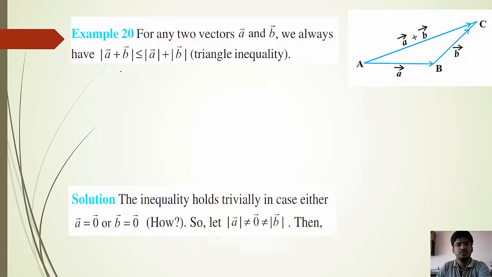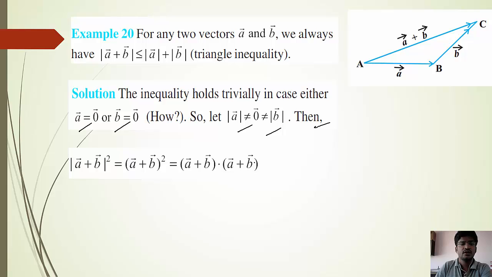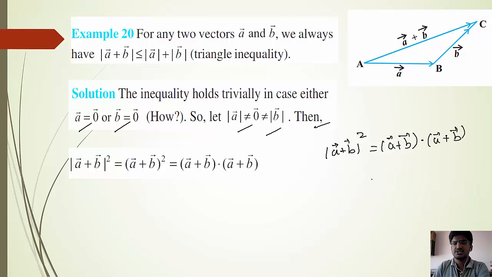let us solve this particular problem. So again it is the same. If A equals 0 and B equals 0, this is a very trivial case. So what we shall consider is mod of A is not equal to 0, mod of B is not equal to 0. Then say this, a very simple thing. If I make the square of this, what are you going to write? Vector A plus vector B dot vector A plus vector B. You are going to write like this.